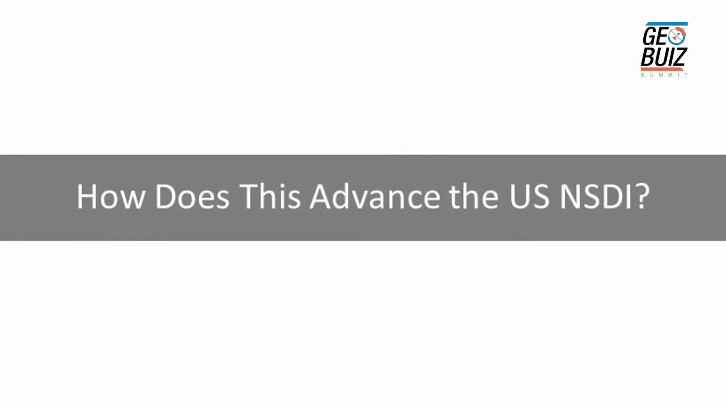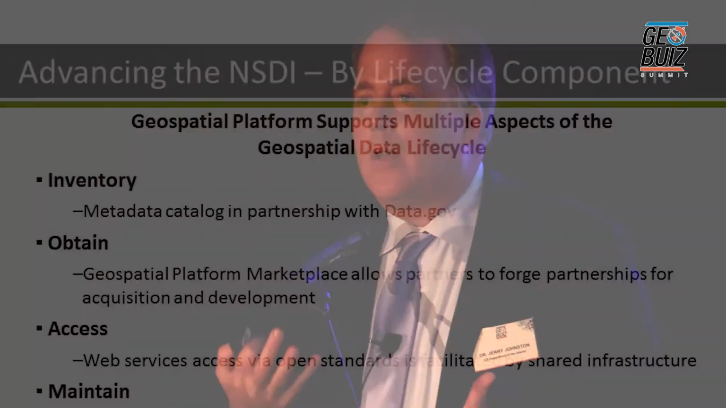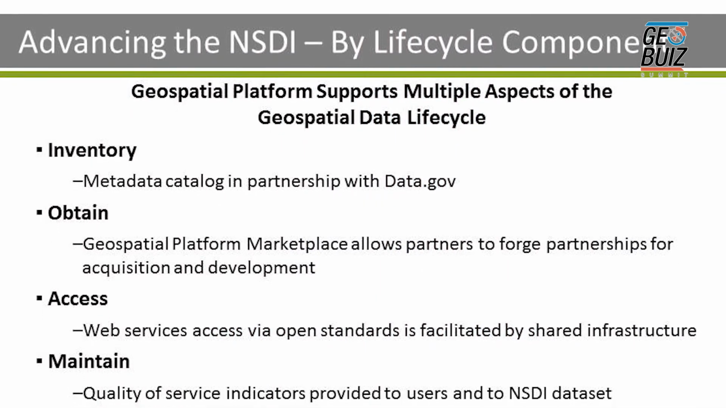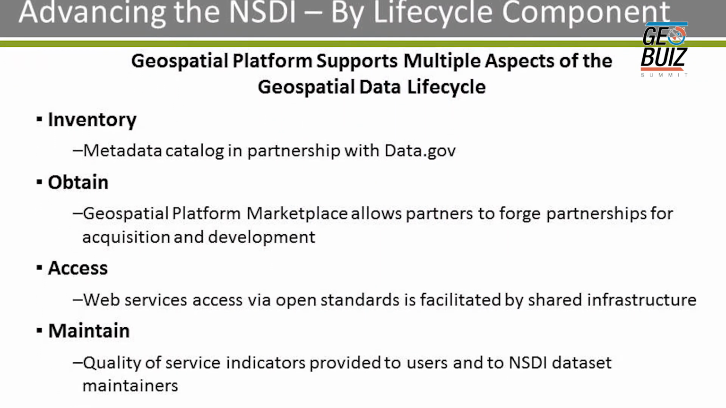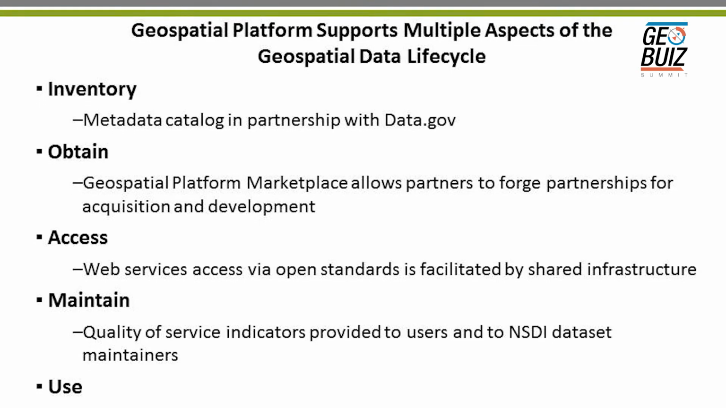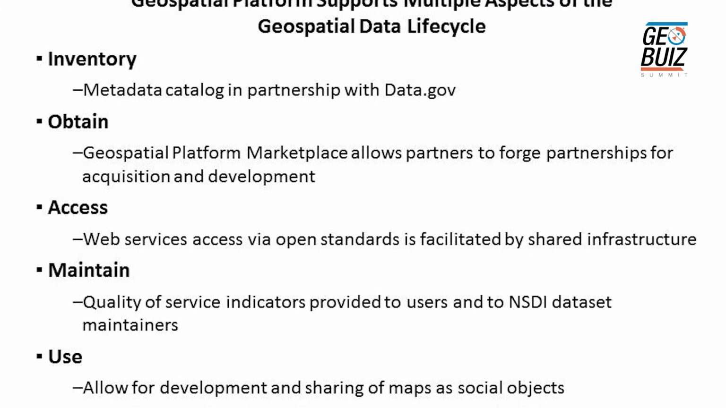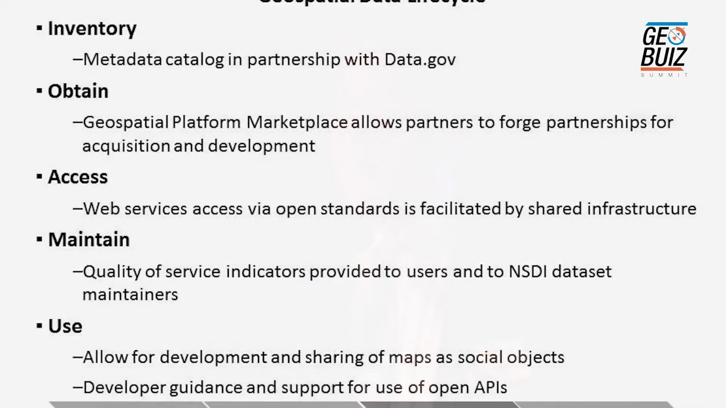So how does this advance the NSDI? That last chart that I showed organizes those metrics, or the early performance indicators, by the data life cycle. So how are we making data available in inventories? How are we obtaining and collecting data? How are we providing access to data, maintaining those data sets, and how do people actually use them? So we think that we can do things with this technology program that advance all of those different aspects.